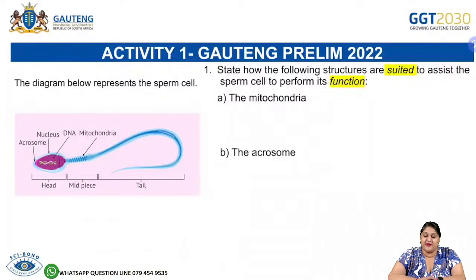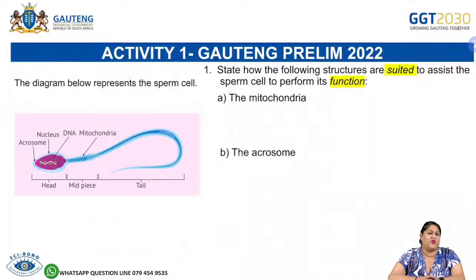State how the following structures are suited to assist the sperm cell to perform its function. So it's already highlighted for keywords for you today. There. Suited and to perform its function. So the mitochondria. How is the mitochondria suited for its function?